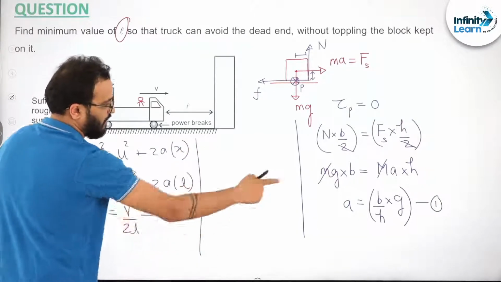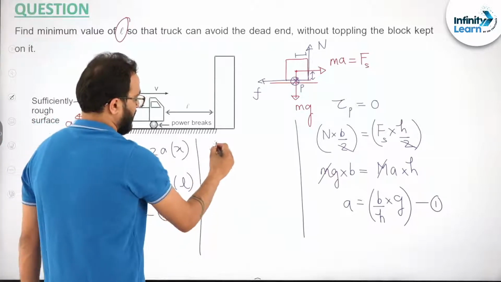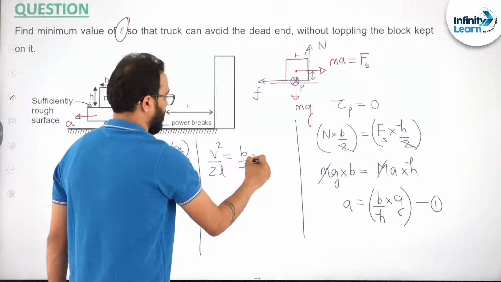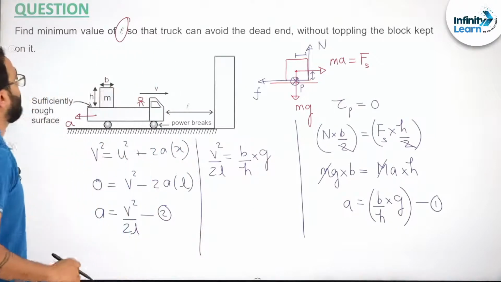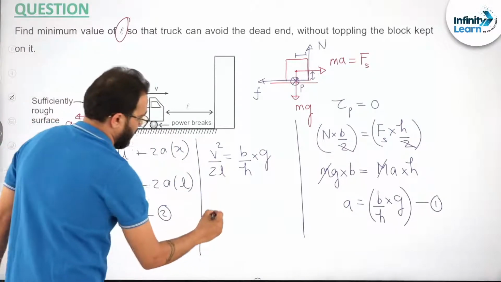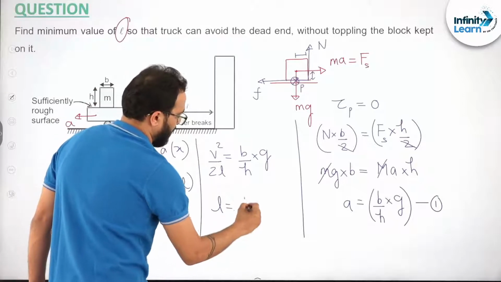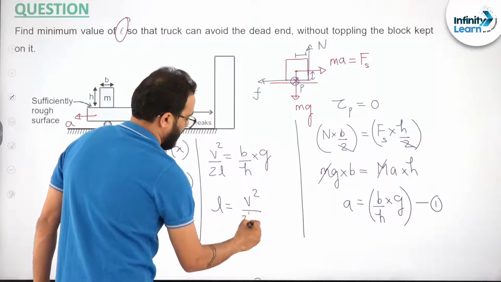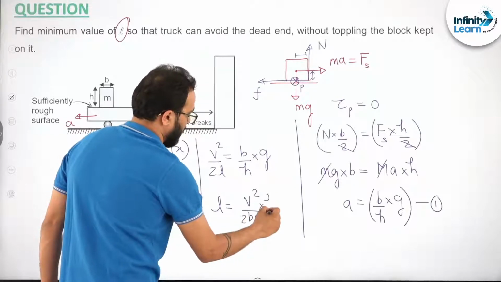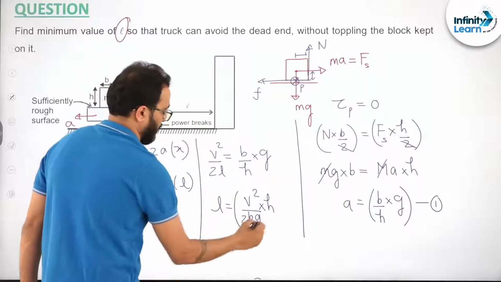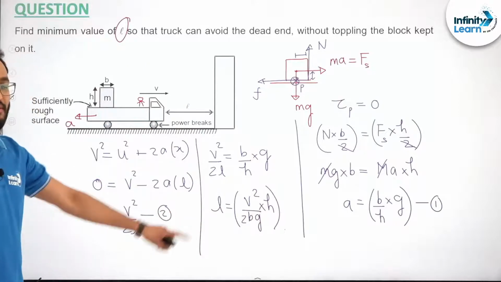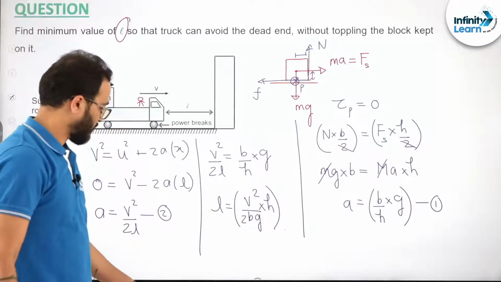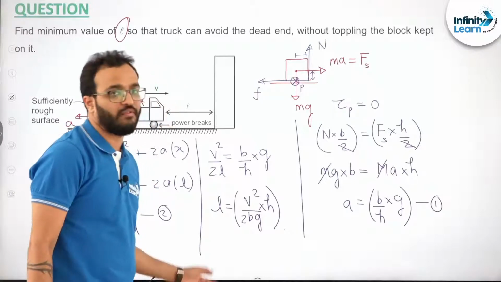Now we can club these two equations and say v square by 2l is equal to b by h into g. So what do they want? The minimum value of l. So the minimum value of l will be v square by 2bg into h, right? So this is the value of l so that the block will not topple. So this should be the minimum value of l, right?